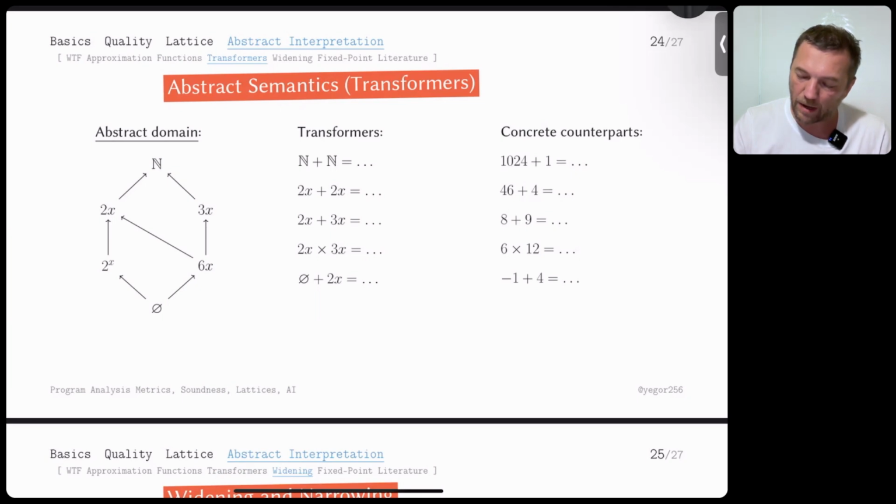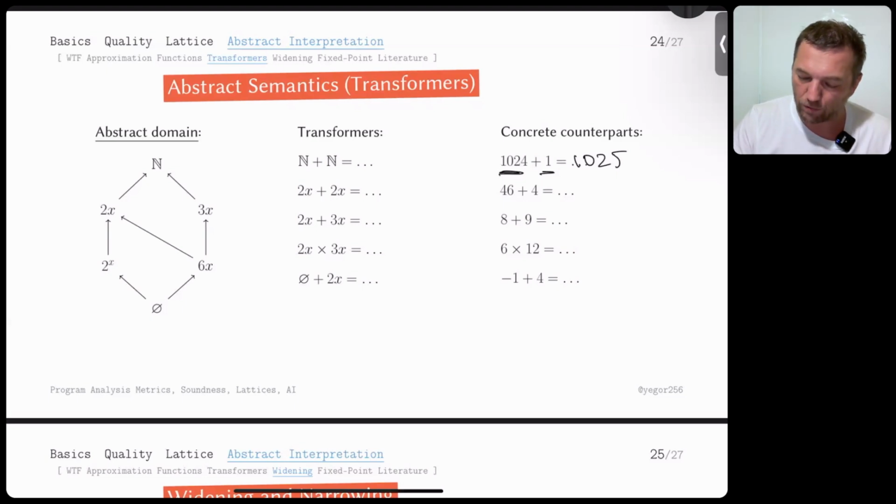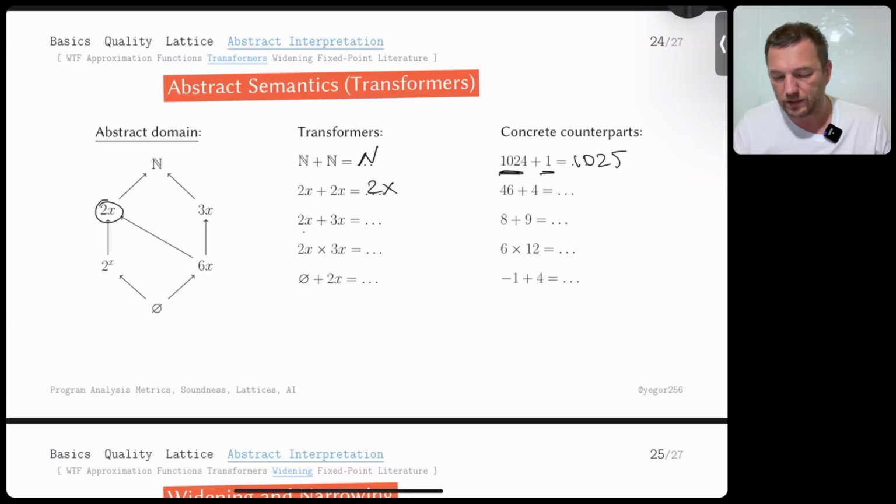And we need to define this on a concrete example. In the concrete example, there will be, for example, number plus number, and we know the result, it's going to be a number. But if we replace the concrete numbers with abstract elements, then n plus n will be probably n, or 2x plus 2x. If we have two elements of this, then probably the result will also be 2x. If you sum 2x plus 3x, then probably the result will be n, because there is no guarantee that it's going to be divisible by 2, or by 3. So it's going to be just n.